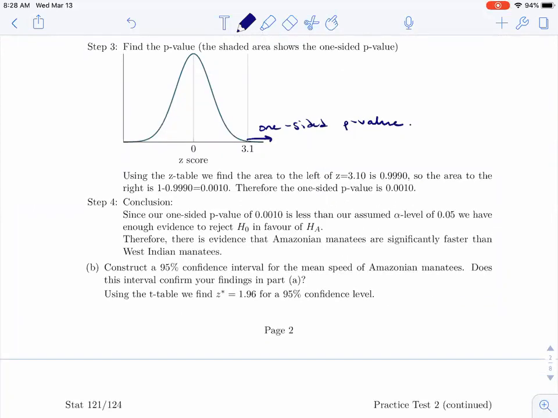And so since our p-value of 0.001 is less than our assumed alpha level of 0.05, we have enough evidence to reject H naught. And if you're rejecting it, may as well say in favor of what? In favor of HA. Therefore, there is evidence that Amazonian manatees are significantly faster than West Indian manatees.